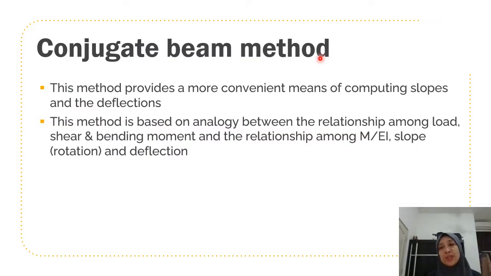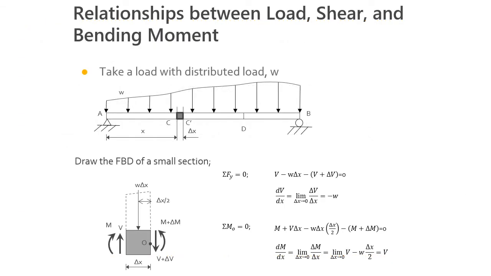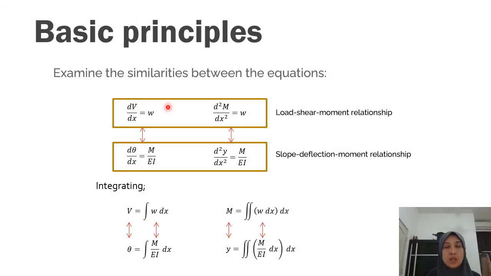A more convenient way to derive the deflection and slope is through a method that we call the conjugate beam method. It is based on the basic principles of the relationship between the load, shear, and moment. We already know that the derivative of your shear with respect to x, which is the location along the beam length, will give you the load.